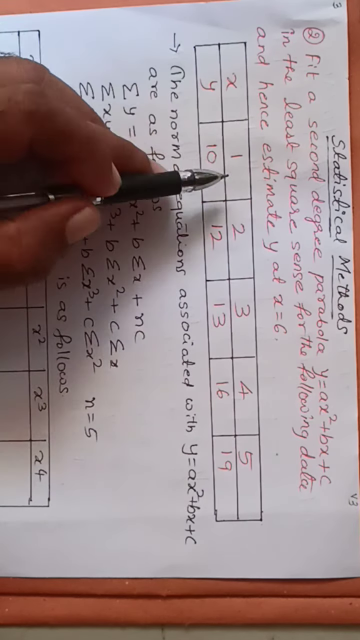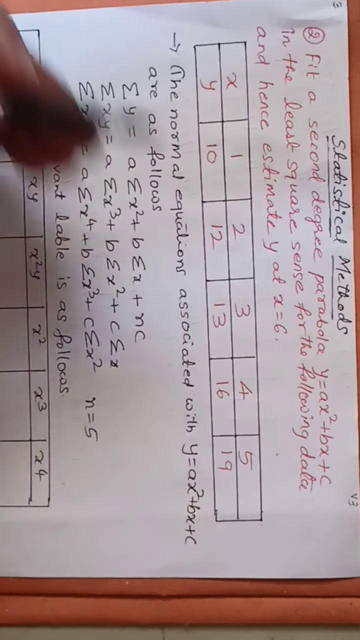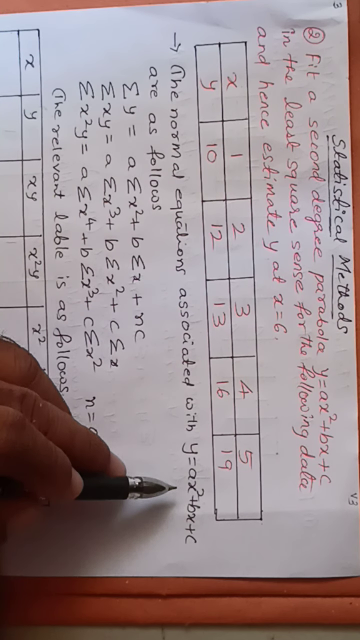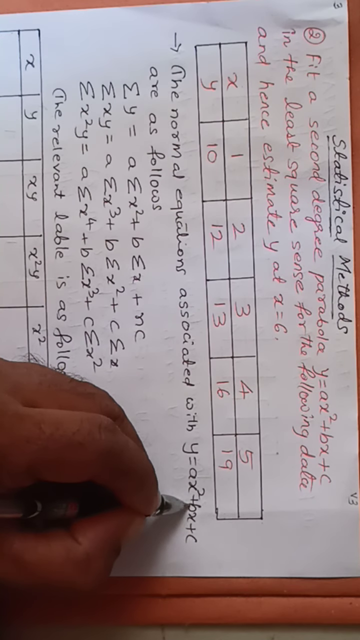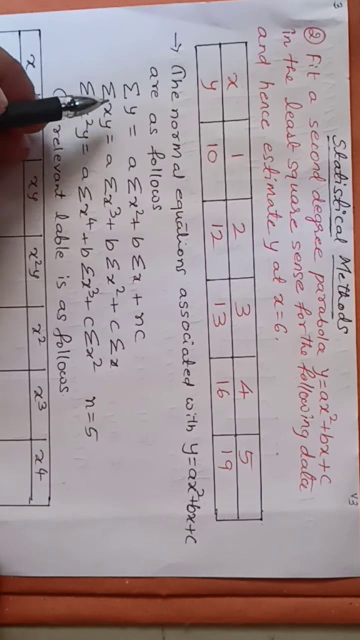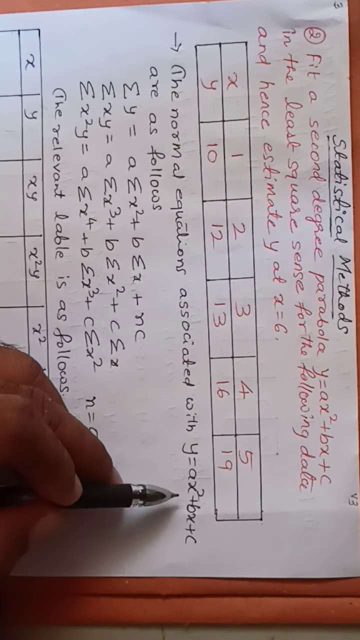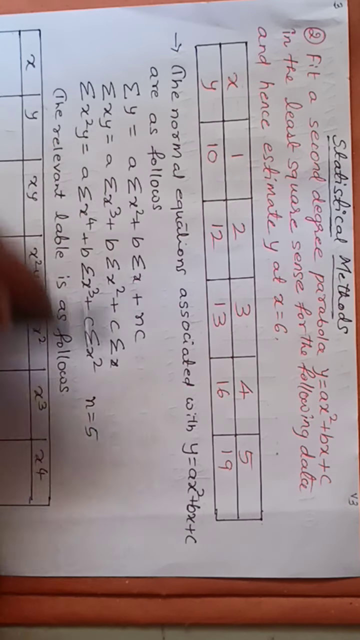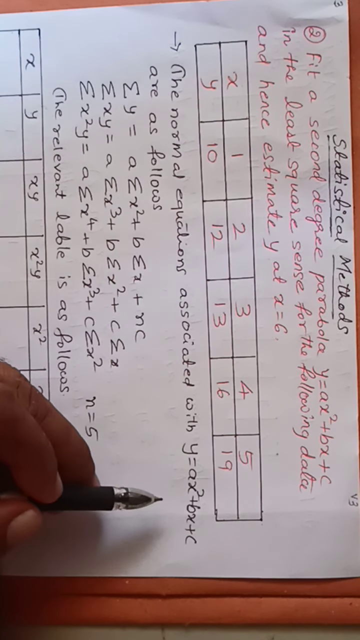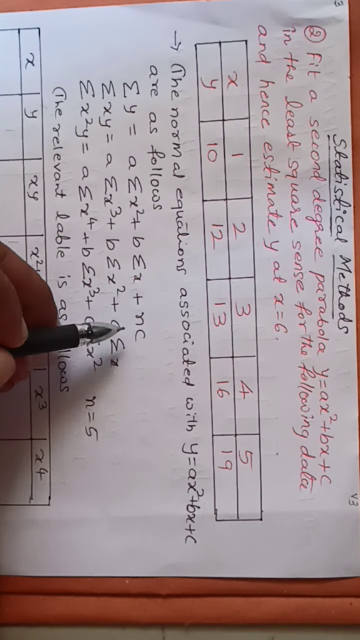So given data is x values are 1, 2, 3, 4, 5 and y values are 10, 12, 13, 16 and 19. To solve this problem, first we have to write the normal equations associated with y is equal to ax square plus bx plus c, which is given in question, as follows. So first one: summation of y is equals to a into summation of x square plus b into summation of x plus summation of c, or we can write directly nc.